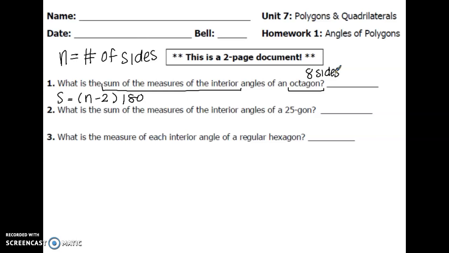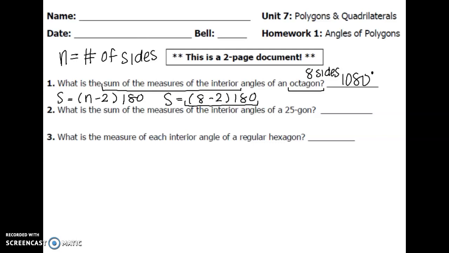So all you need to do here is say S is equal to (8 minus 2) times 180. And all of this should be input into the calculator at one time. You should get an answer of 1080. And then, of course, don't forget the degree sign. You're going to do number 2 on your own, and then you will get that checked off with your sub.